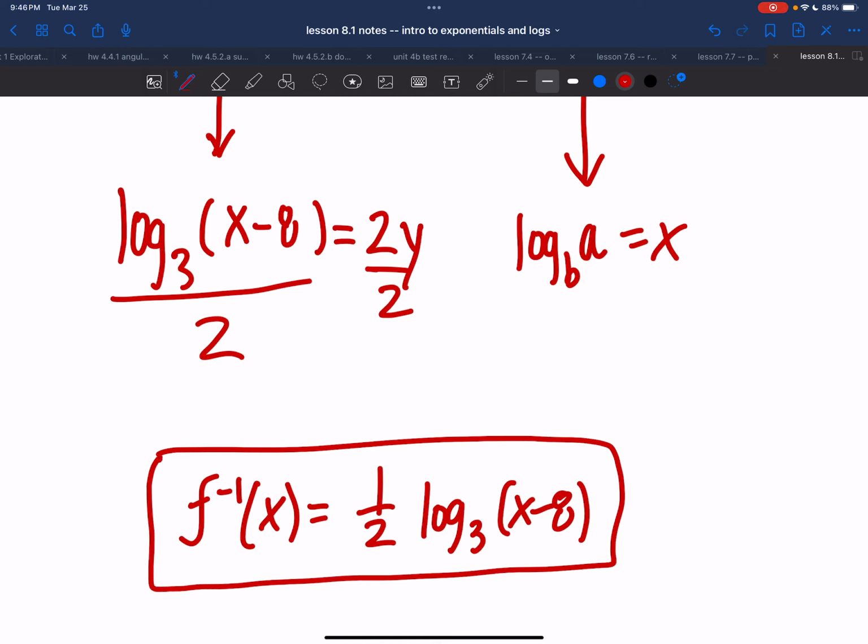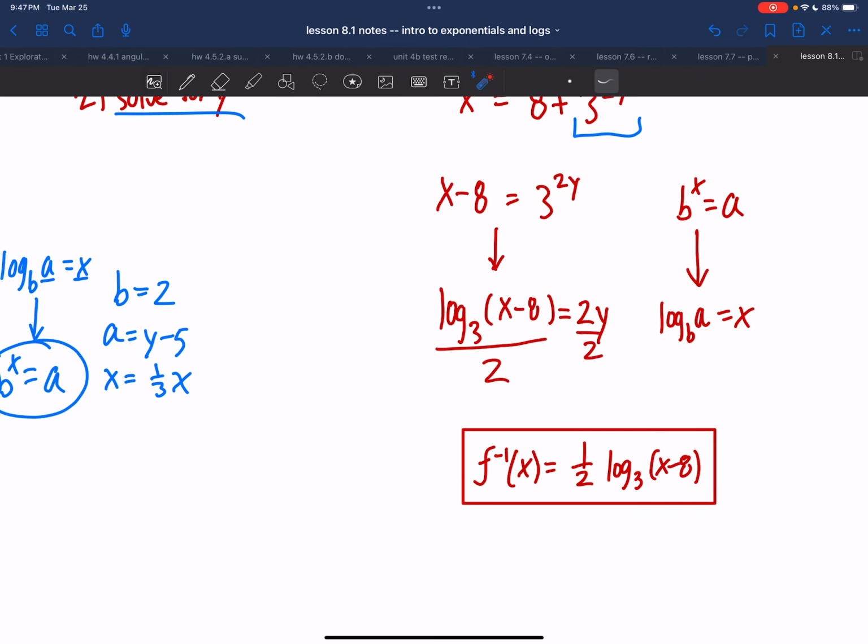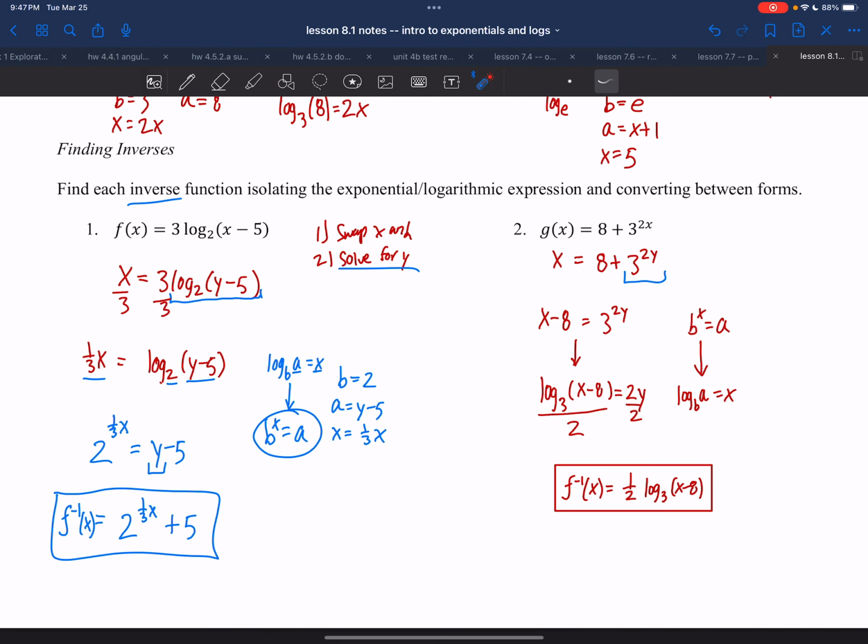Now, if you wrote that over 2, like if you write it like this, that's totally fine. Yeah, that's cool. It's whatever. I just like to write the half as a coefficient as opposed to putting the logarithm over a fraction, but it's the same thing. Yeah, it's equivalent. So there you go. That is finding the inverse for your logarithms and exponentials.